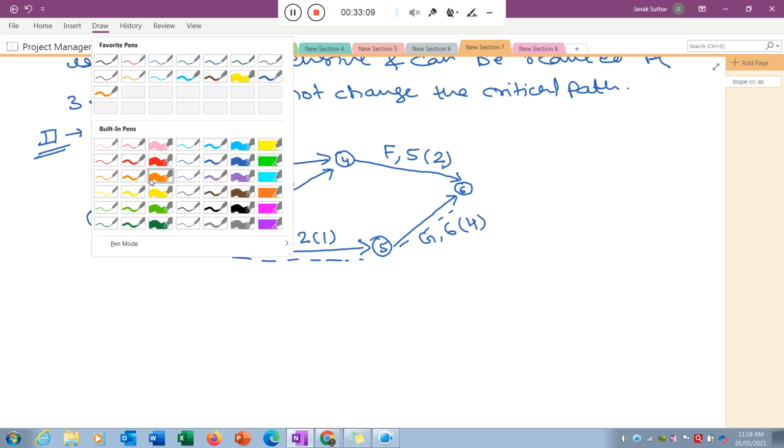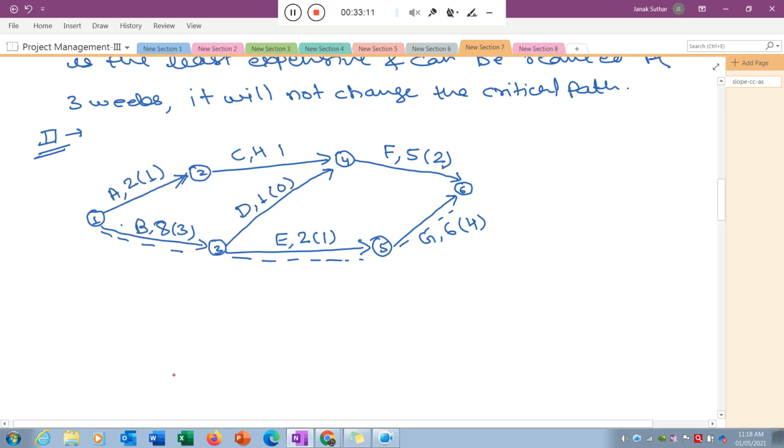Just wait, I change the color. Now I reduce this particular activity B by 3. 3 is the feasibility, that's why I reduce. So this is the new time now, the 5, and now you cannot reduce this activity 1 to 3 because the maximum reduction feasibility we used. So now the new time is the 5.